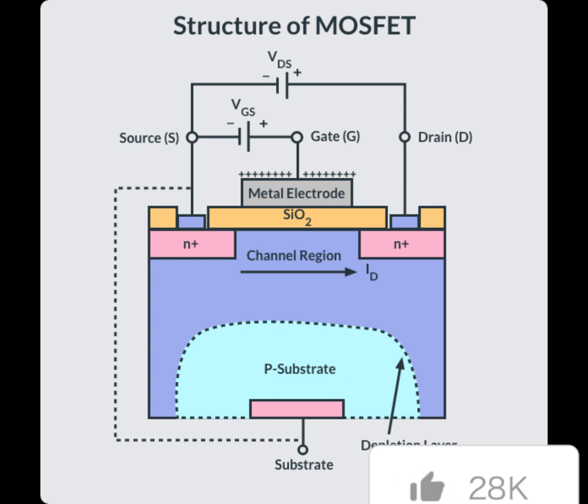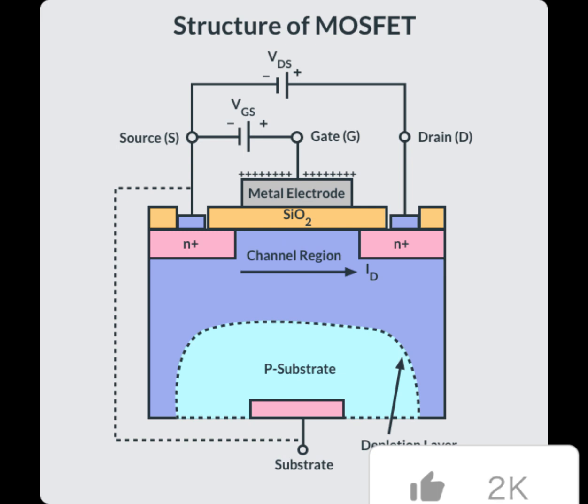So the MOSFET is composed of source, drain, gate, and body terminal. The B, or body, is frequently connected to the source terminal, reducing the terminals to 3.